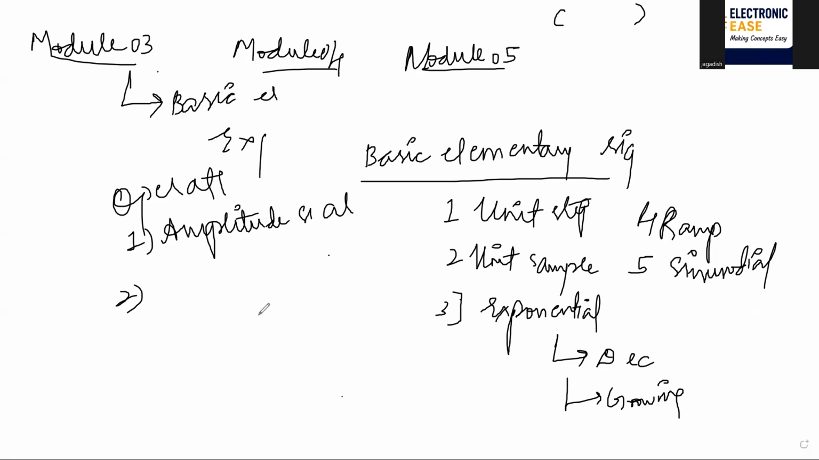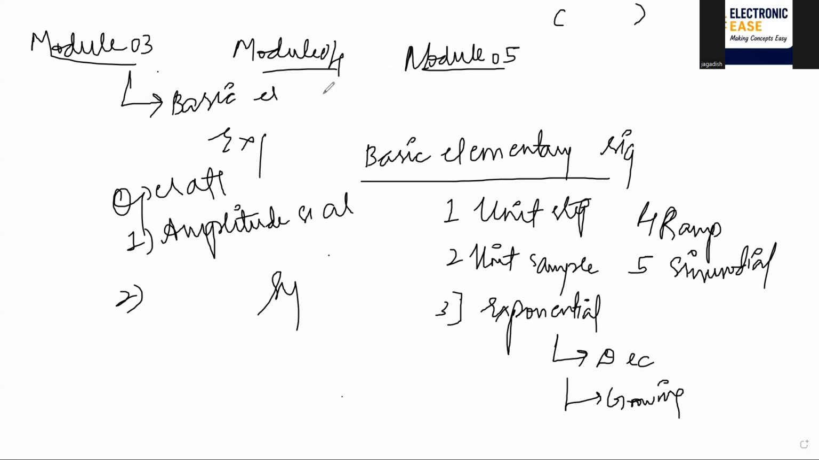In systems, you need to learn the types of system. What is the meaning of causal, time invariant, linearity property, causal, memoryless, along with definitions and along with the problems. This is important in module 3.